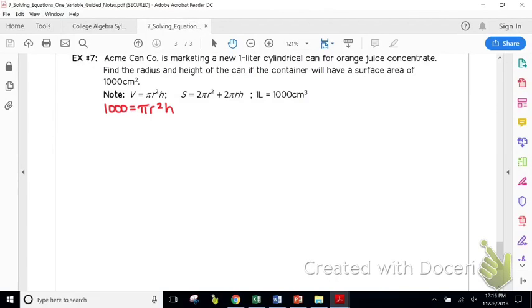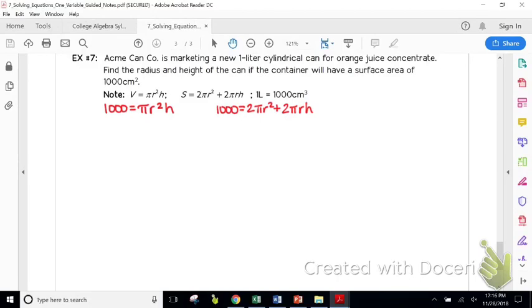So, what I need to plug into the surface area, let me go ahead and write that out. So, I know for the surface area that 1,000 is equal to 2 pi r squared plus 2 pi r h. And I need to solve for the radius and the height. So, I'm going to take one of these equations and solve for either r or h and plug it into the other equation first. Just like what we did with the area and the perimeter, how we solved the area in the previous one, and then we plugged it into the perimeter.